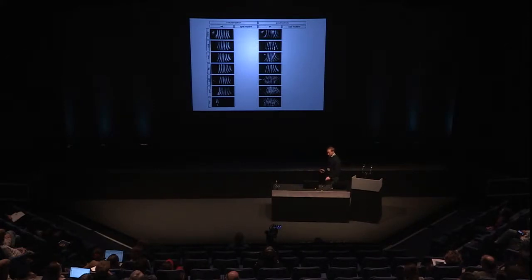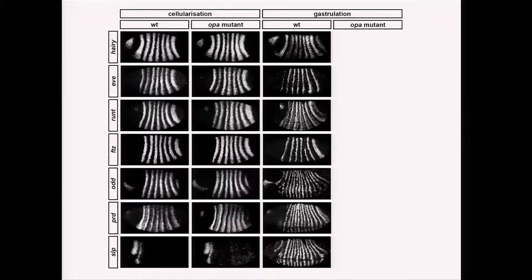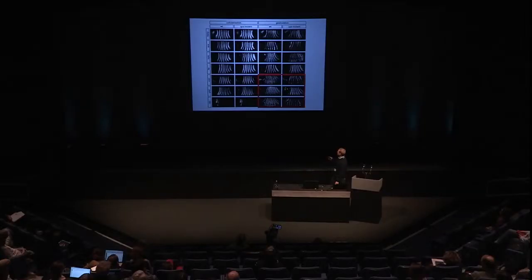So to test this, I looked at odd-paired mutants. And here we see the wild-type expression at cellularization and gastrulation. And as expected, in the mutant, everything looks totally fine at cellularization. But once we get to gastrulation, things start looking very abnormal. And in particular, all the pair-rule genes fail to go through this all-important transition from double segment to single segment periodicity.